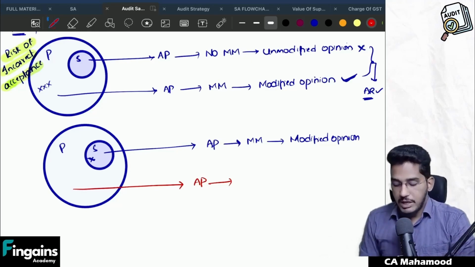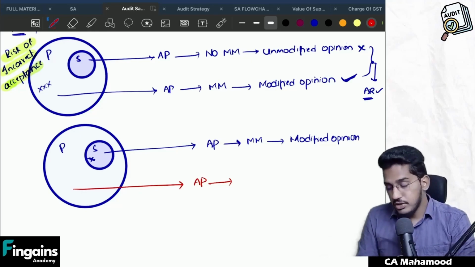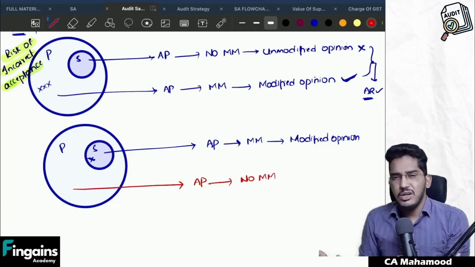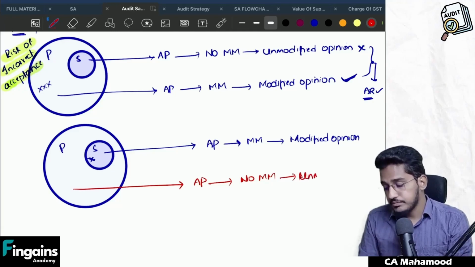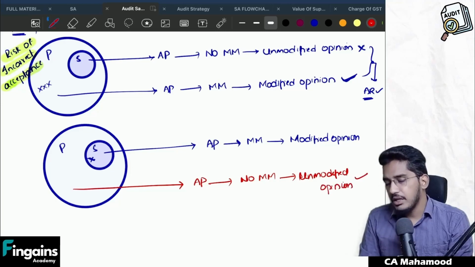So actually, if you would have performed audit procedures on the entire population, you would have concluded that financial statements are not containing material misstatement. There is a misstatement of 1 crore, but that is not at all material. There is no material misstatement. You should have given unmodified opinion. Why? Because misstatement is there, but that is not at all material. But on the basis of sample, you are wrongly giving modified opinion.